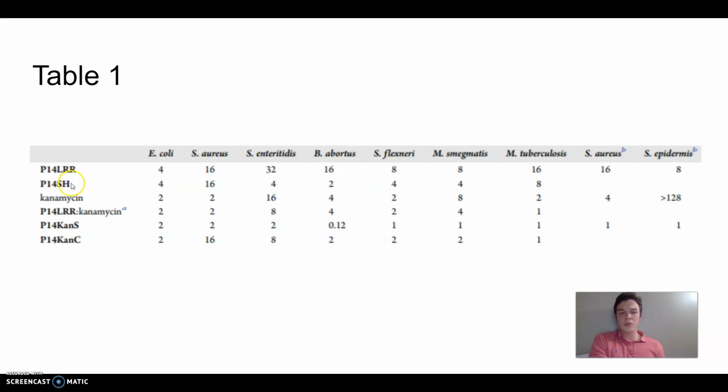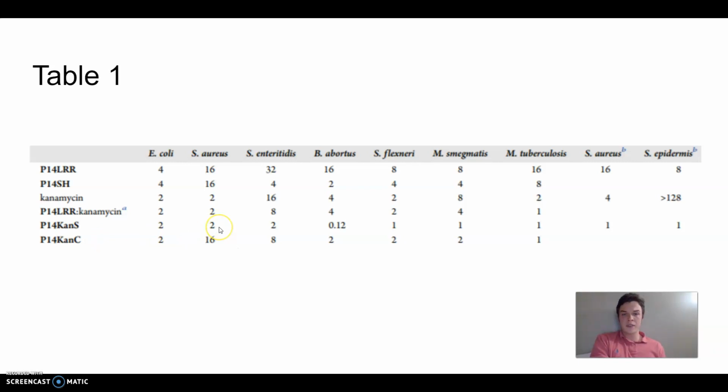It is also 2 to 32 times more active than the kanamycin drug by itself. The P14 CAN-S conjugate is also 2 to 16 times more potent than the P14 CAN-C. This further shows that the reducible linker provides a potent antibacterial activity.